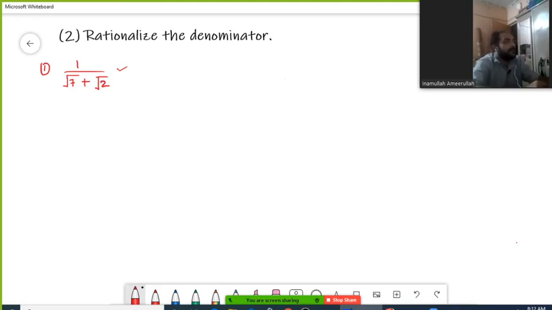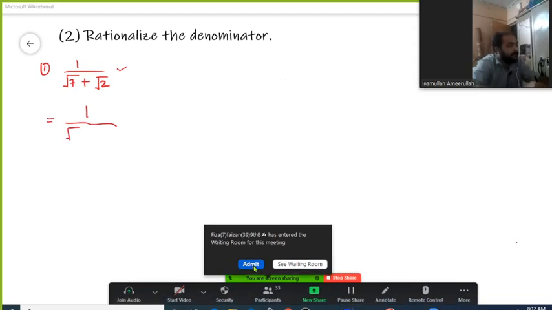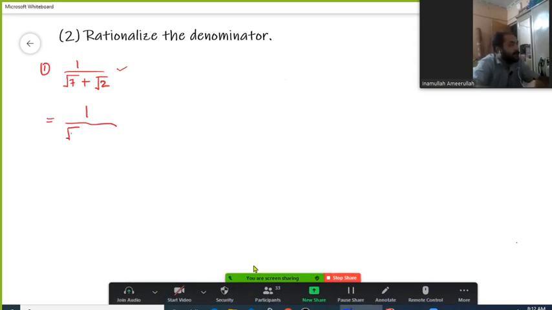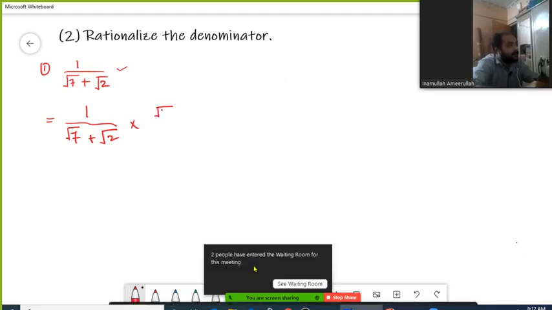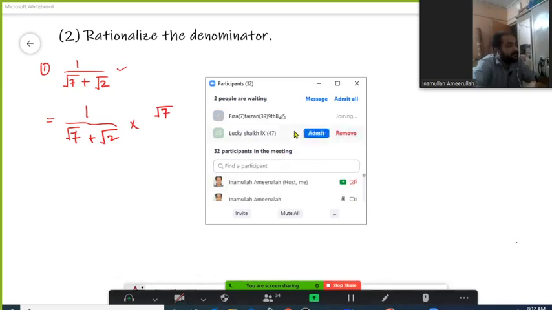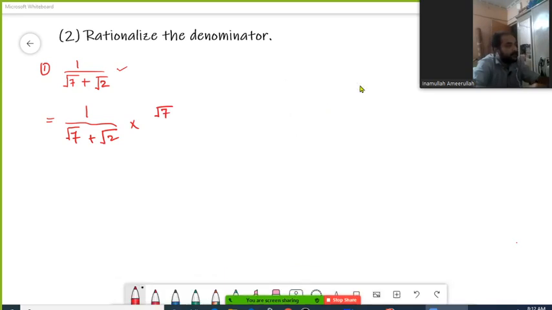So we're going to rationalize the denominator. You will take your question, the given fraction 1 upon root 7 plus root 2. I'll take my denominator root 7, and since it is plus root 2, I'll take minus root 2. So we will change the sign in the denominator and multiply in numerator as well as denominator.